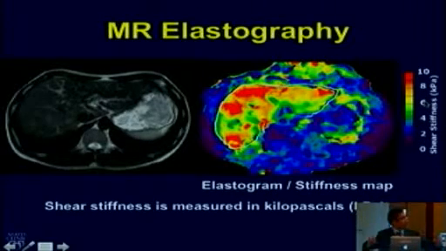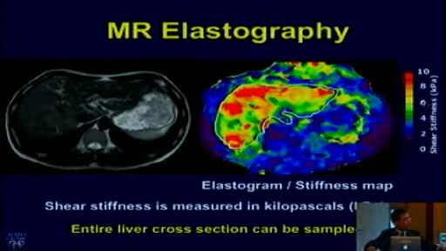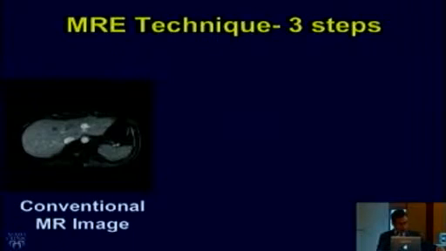What we can do is that we can put a region of interest over the entire liver, and you can sample it. And this is a major advantage of MRE, that you can sample the entire cross-section of the liver as compared to a very small part of the liver with other techniques.